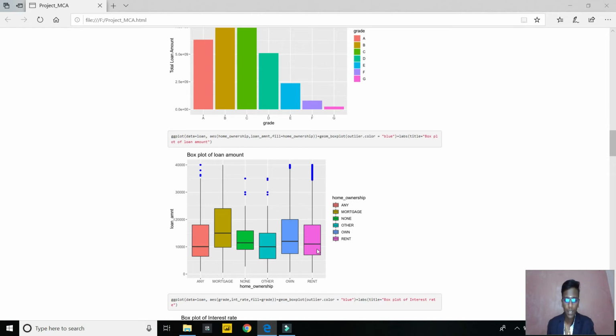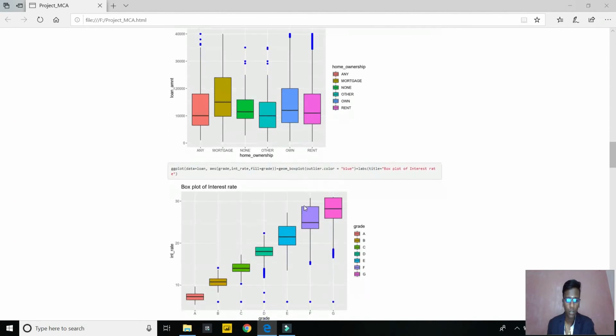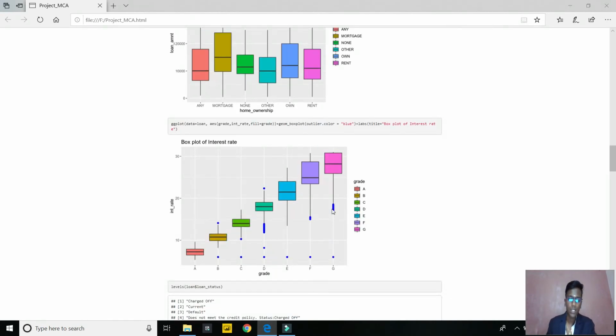The black side lines which we are seeing are called the median. So in this box plot, we are able to see how much amount has been given. This is any, mortgage, none, own, and rent. From this box plot, we can easily see the ownership of the loan amount.